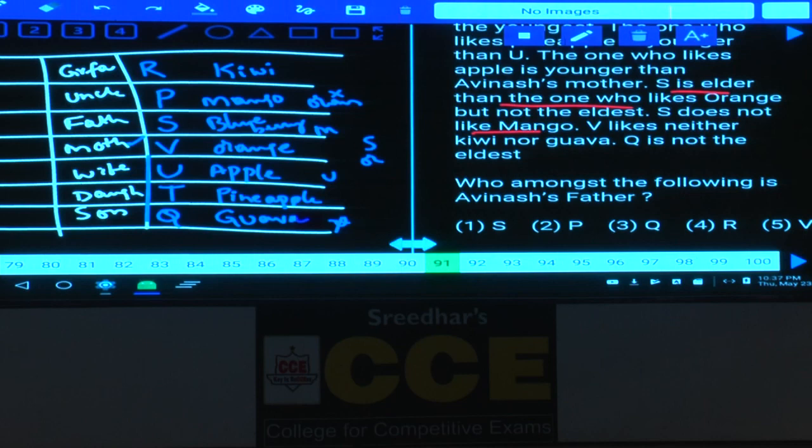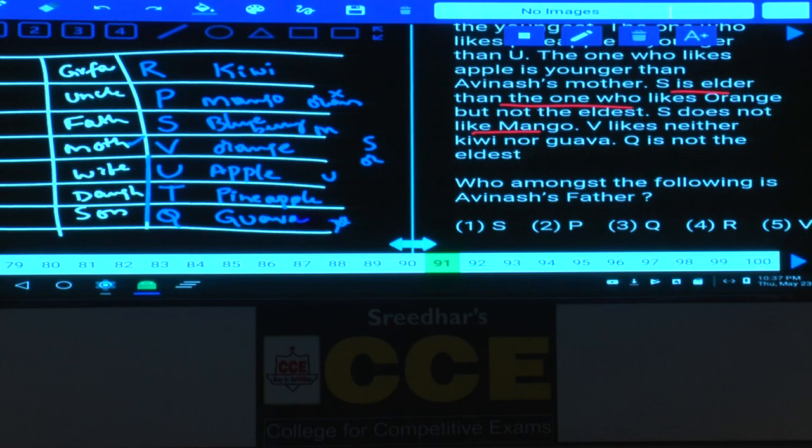Okay? And this is about 91 to 95. Done with this? Then 96 to 100. Any doubts in these five? Question numbers 96 to 100 is one, and the time is up.